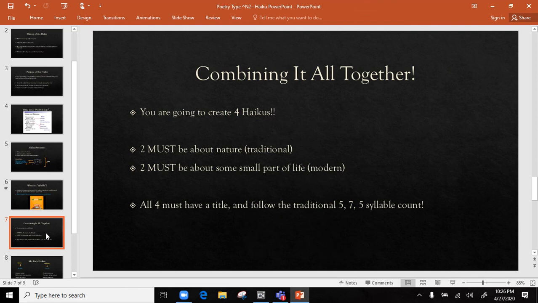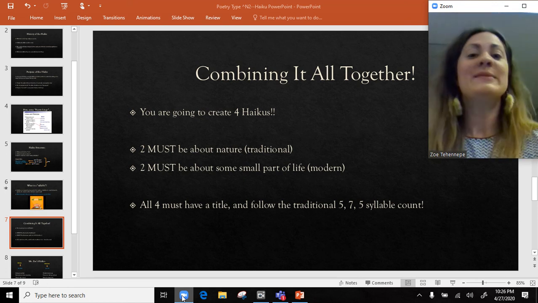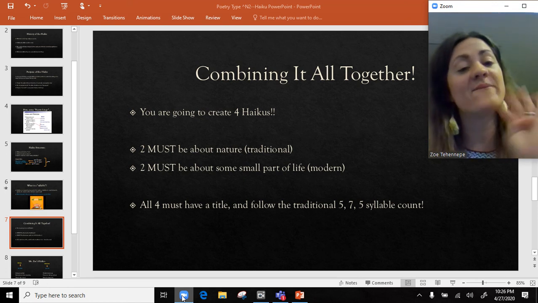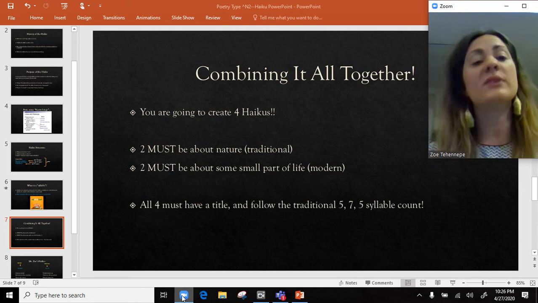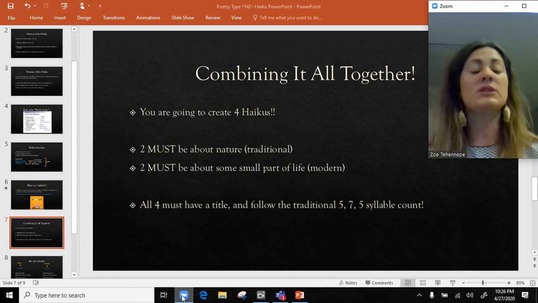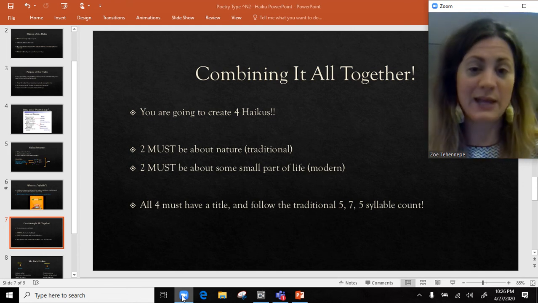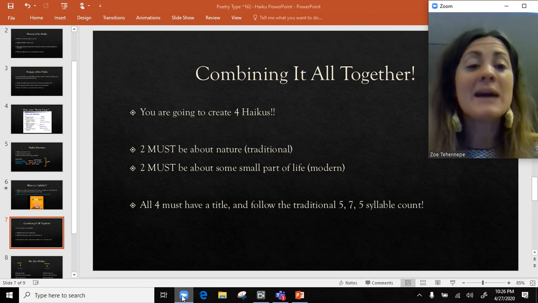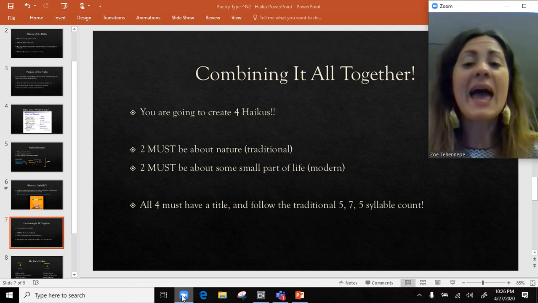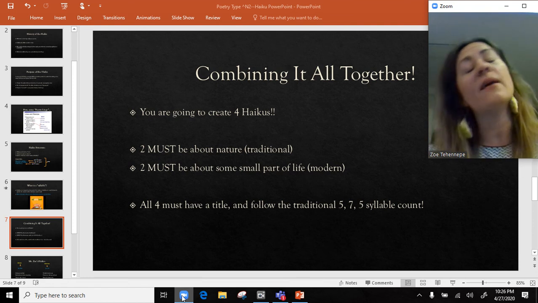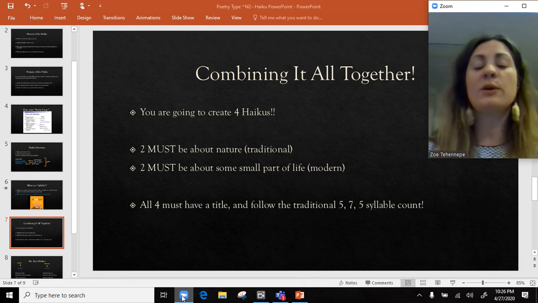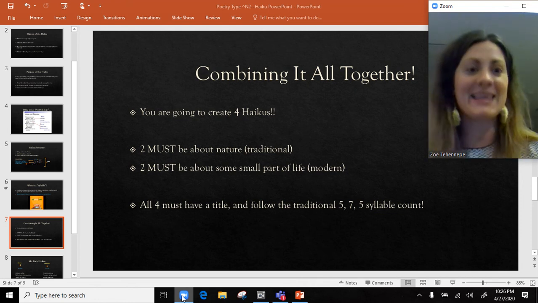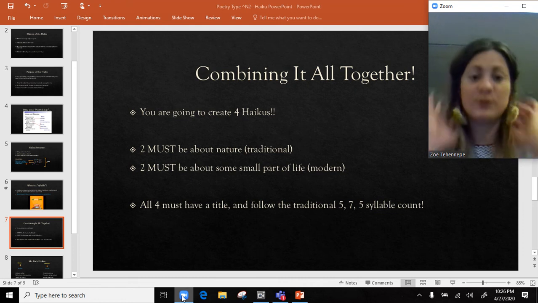Okay, now we're gonna combine all of these things together. So you, in total, are going to create 4 haikus, okay? 2 must be based on the traditional theme of nature, which is quintessential to Japanese haiku. So 2 of your haiku must be about nature, and 2 must be about some small part of life, which is more of a modern haiku, like a haiku about tying your shoe or something like that would be more of a modern style haiku, okay?